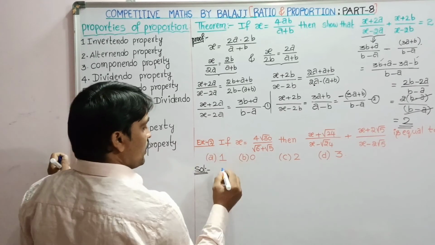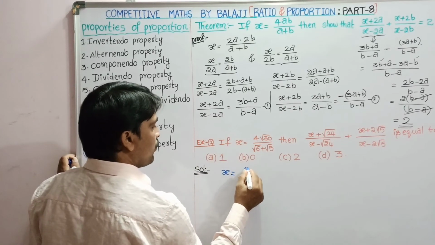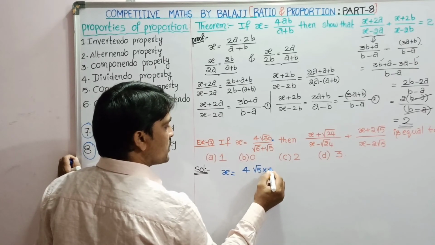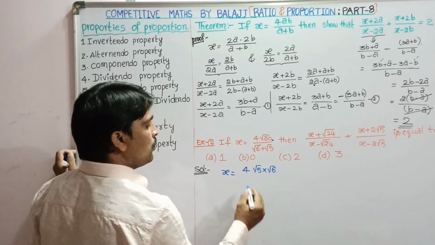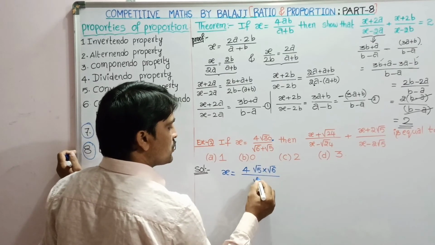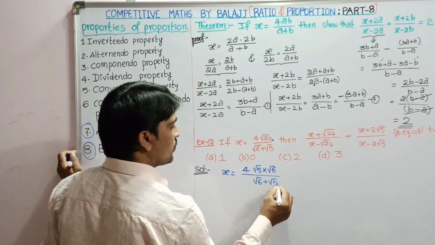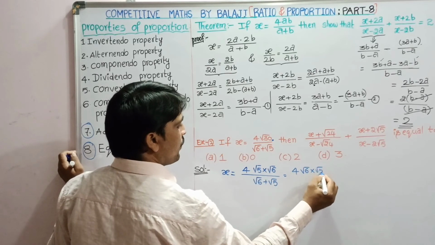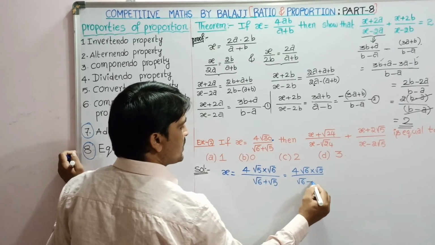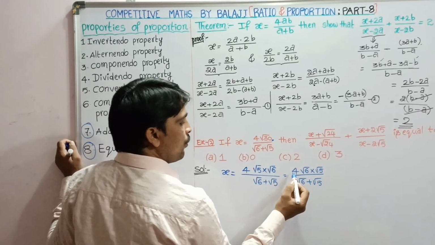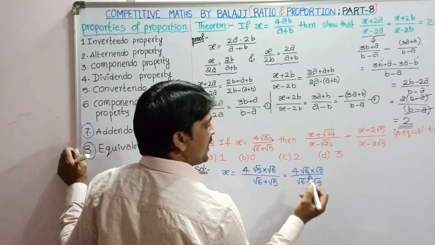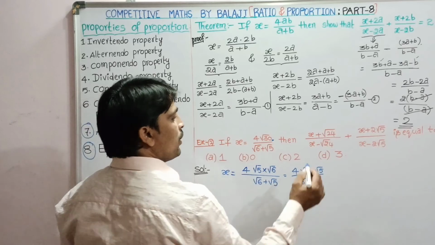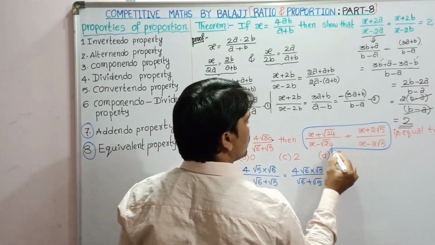Okay. Given x equal to 4 root 30. Root 30 can be written as root 5 into root 6. So 4 root 5 into root 6 by root 6 plus root 5. That is 4 of root 6 into root 5 by root 6 plus root 5. See, it is of the form 4ab by a plus b. So x is of the form 4ab by a plus b. Then we have to find the value of this sum.